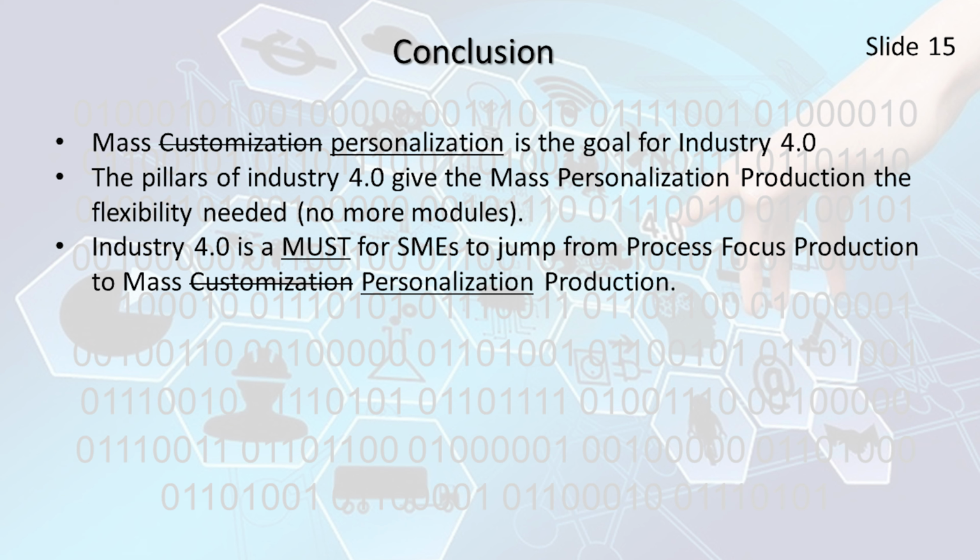In conclusion, mass personalization is the goal for Industry 4. The pillars of Industry 4 give the mass personalization production the flexibility needed and no more modules. Industry 4 is a must for SMEs to jump from process focused production to mass personalization production.